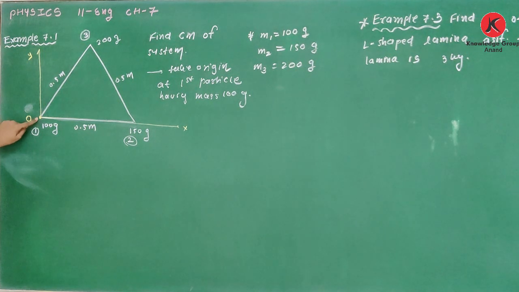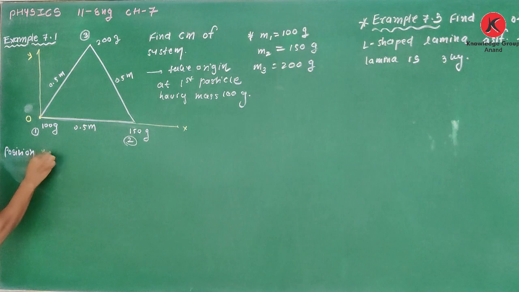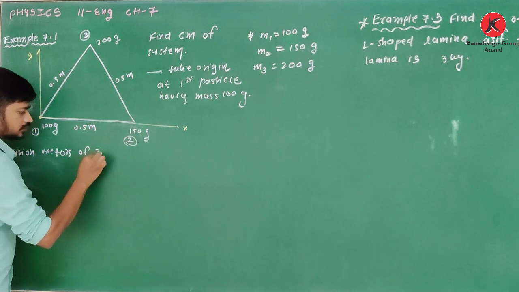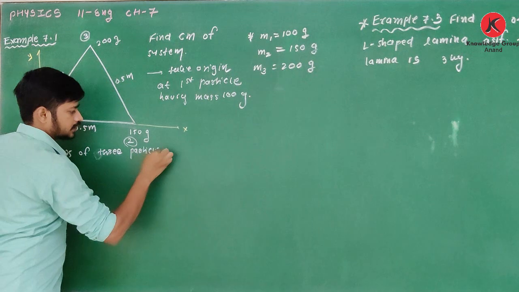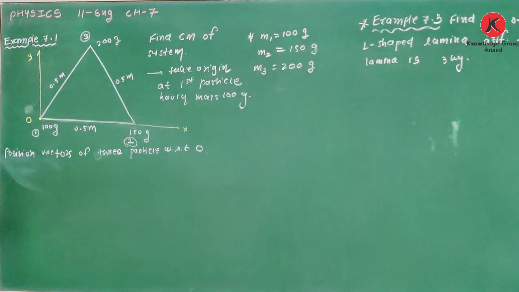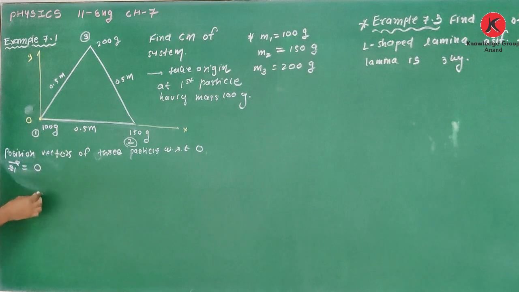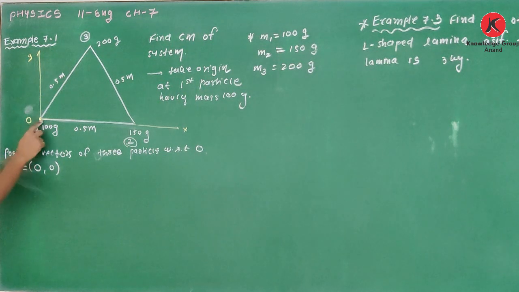Now as we have to find center of mass with respect to origin, we have to find the position vector of the first particle, second particle and third particle with respect to origin O. Position vector of the first particle, this one: it is at origin, so its position vector is 0, 0. What is its distance from origin? It is 0, 0. Simple.